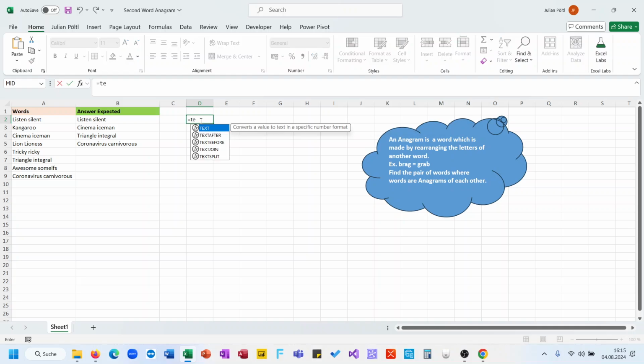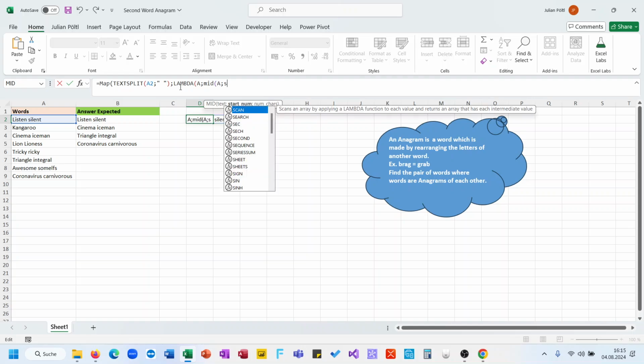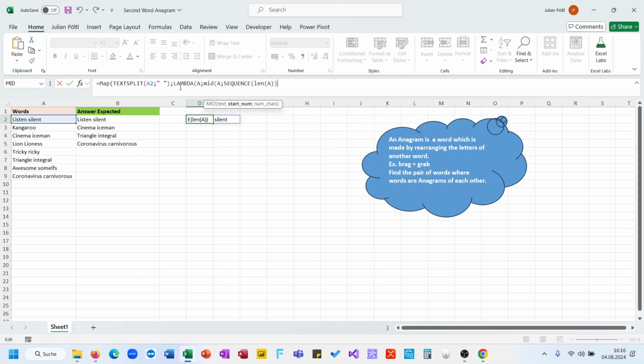So I first text split. I first split the word, then I map this word into a lambda where I split the word into single characters, sort them, and concatenate them.